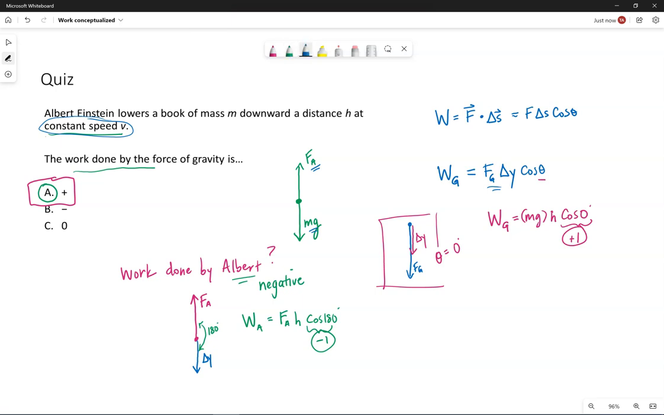That means he is removing energy. He's not allowing the book to speed up as fast as it would if it was just under the influence of gravity. So that's what we mean by negative work. He's resisting the motion, not allowing the book to speed up as much as it would without his force. Positive work means the force of gravity is adding energy to the system, putting energy in, trying to speed it up.